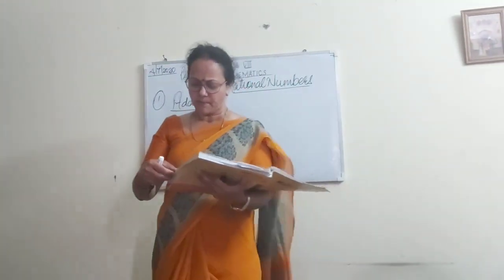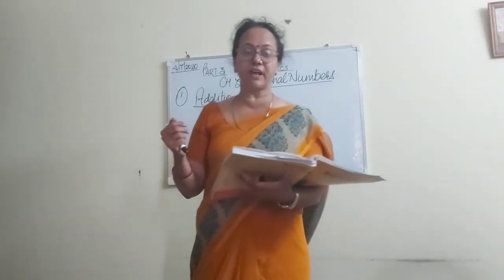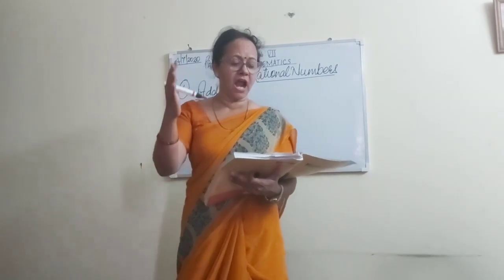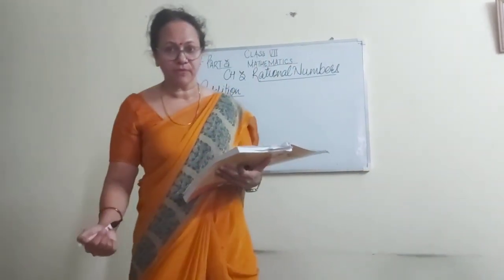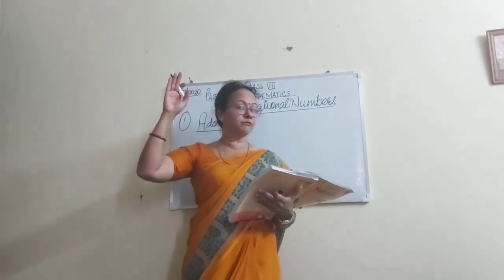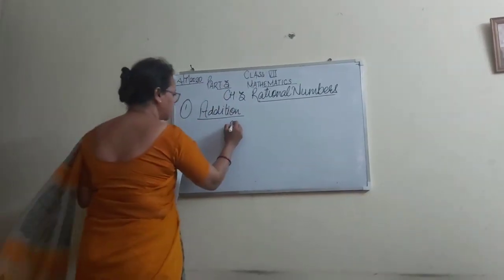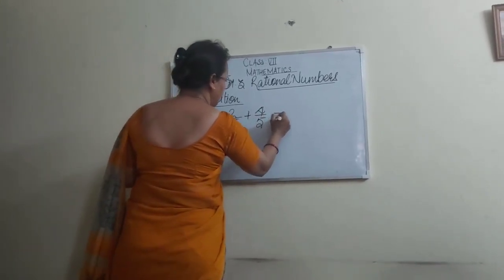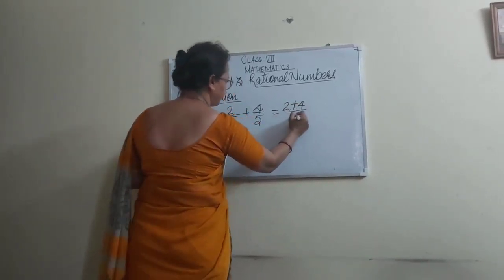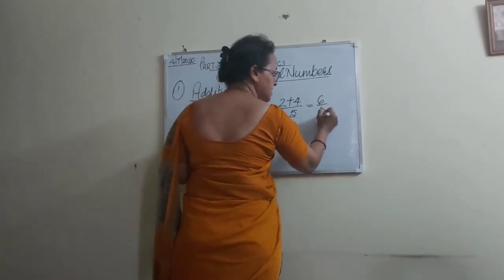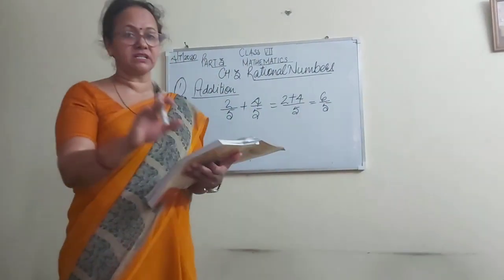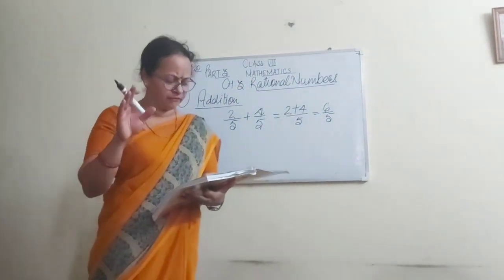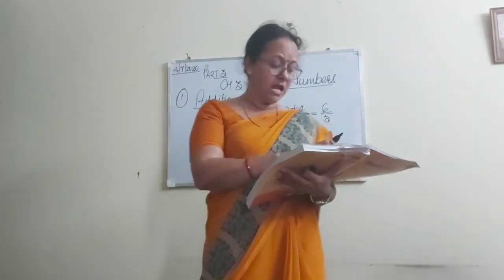Open your book, page number 27. Everyone open very fast, page number 27. This is given when rational numbers have the same denominator. Same denominator you have done in the previous class, like the example 2 by 5 plus 4 by 5. What will it be? 2 plus 4 by 5, which is equal to 6 by 5. This is with the common denominator, when the denominators are the same. Now case 2: when one denominator is a multiple of the other.